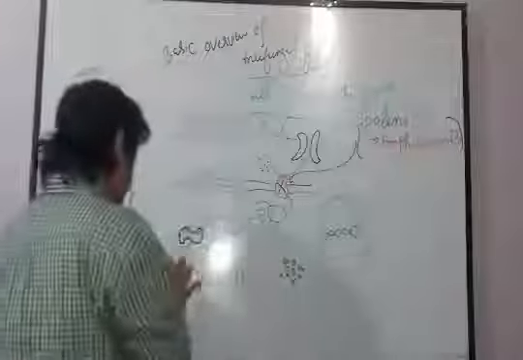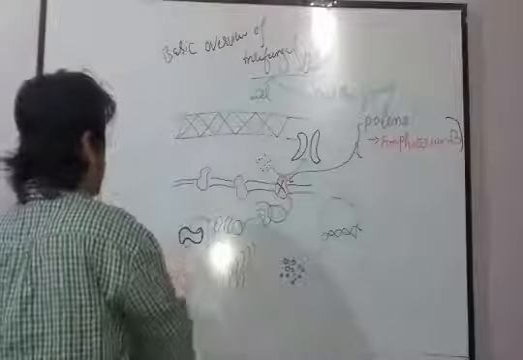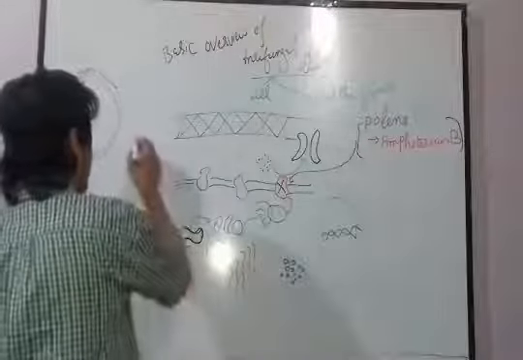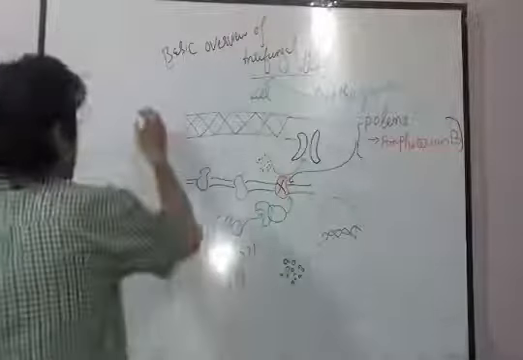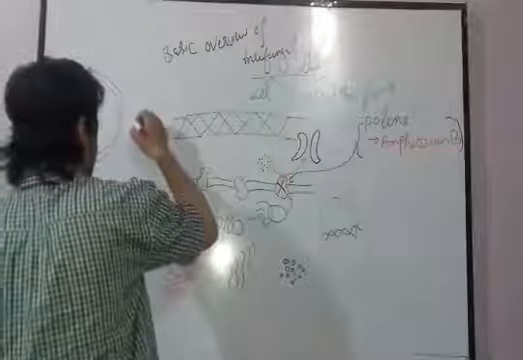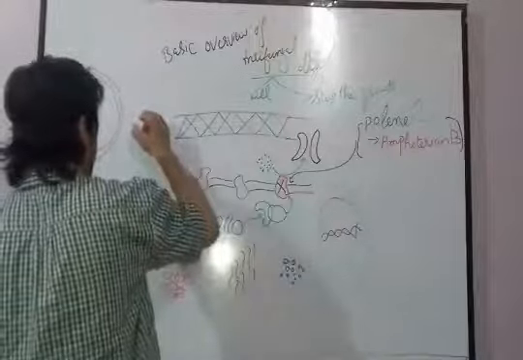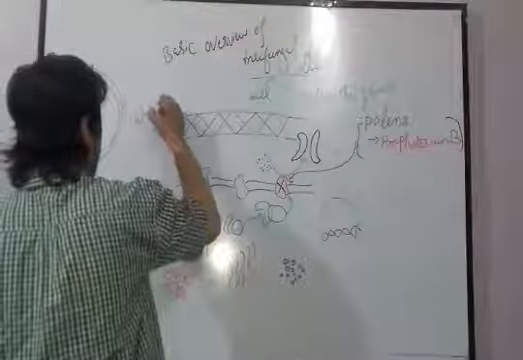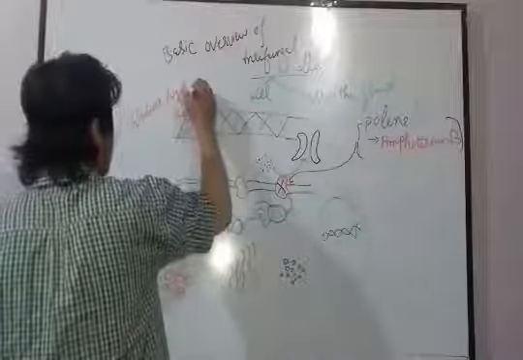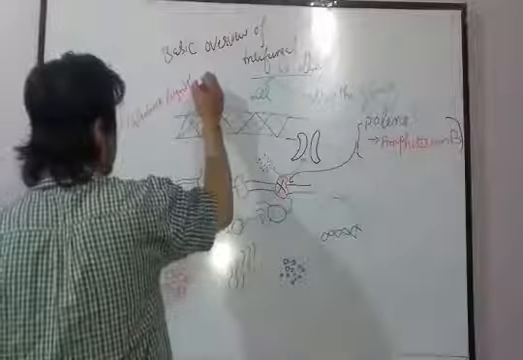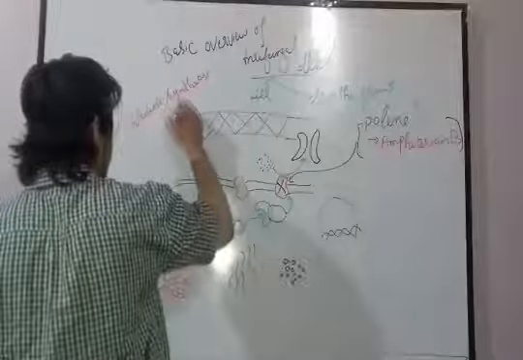Now there are other drugs, we call them echinocandins. Now let me write the name. These drugs are actually glucan synthetase inhibitors.